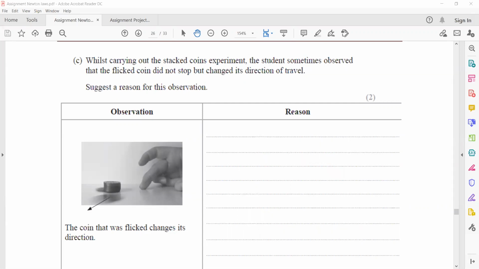So in what cases will the object change direction? If you're looking from the top, two objects are there, A and B.